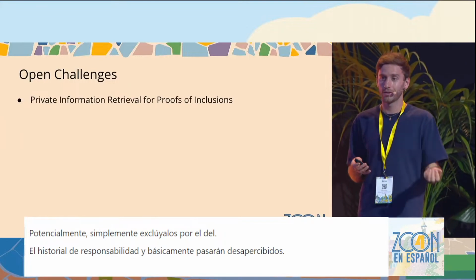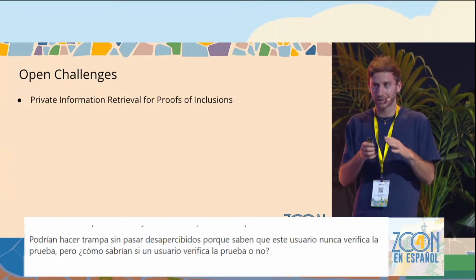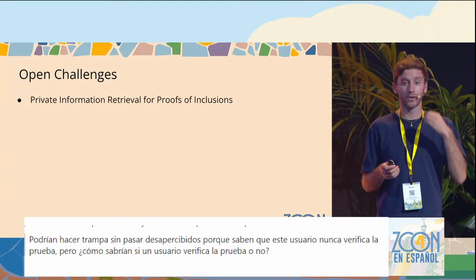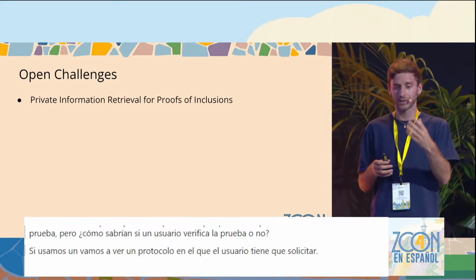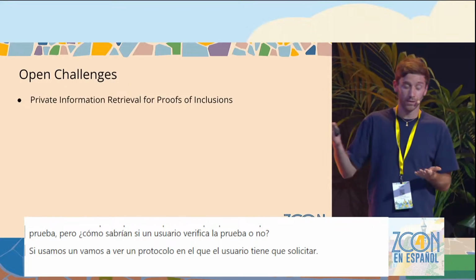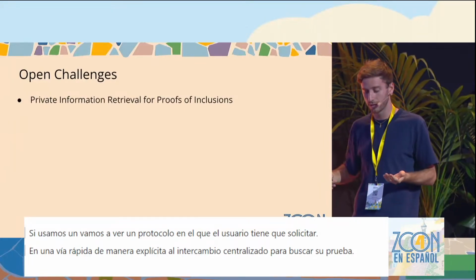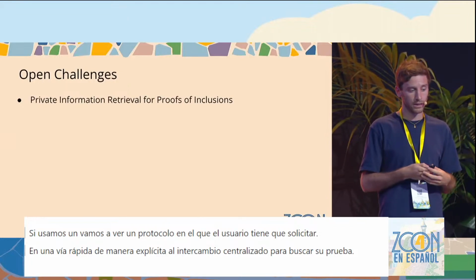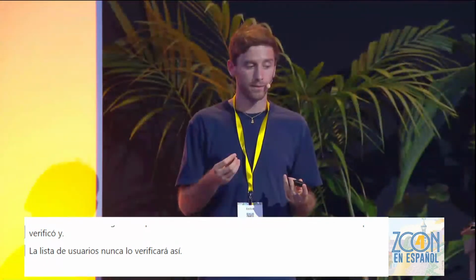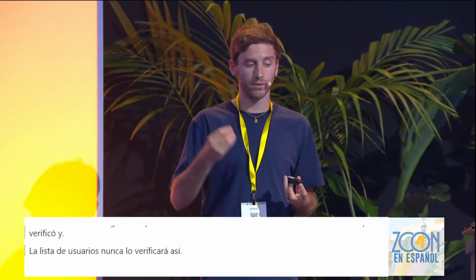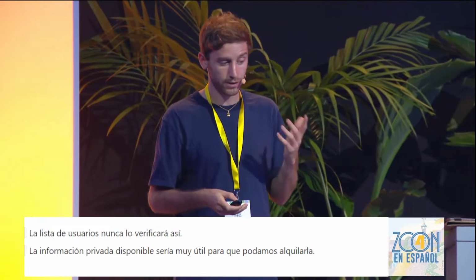But how would they know if a user verified the proof or not? Let's say we use a protocol in which the user has to explicitly request their proof from the centralized exchange. Then the exchange will end up knowing the list of users who verified and the list of users who never verified it. So private information retrieval would be very helpful for us to let users retrieve their proof of inclusion without the exchange knowing which user performed this action. So this is a topic.